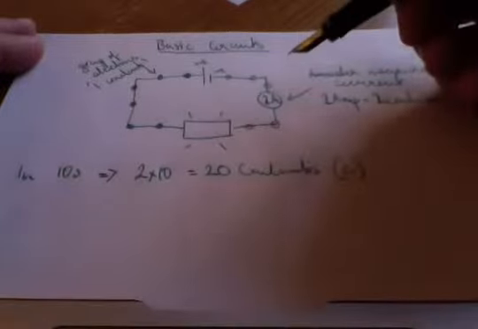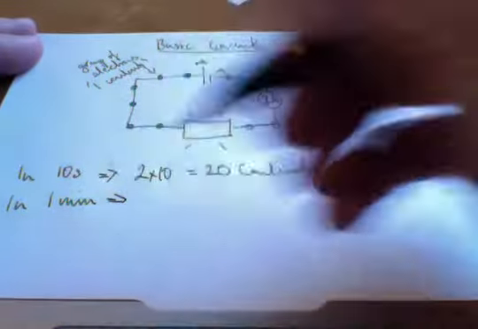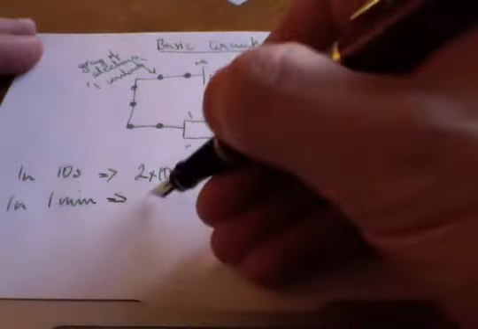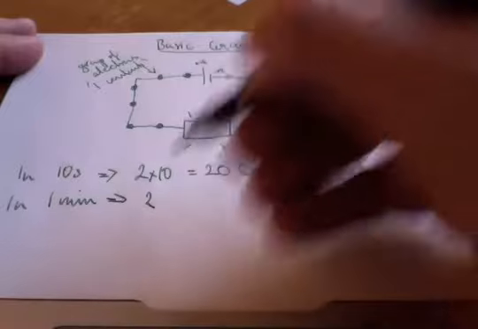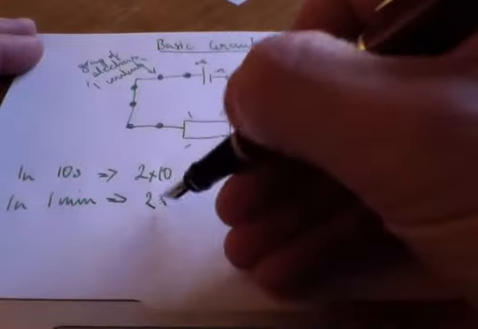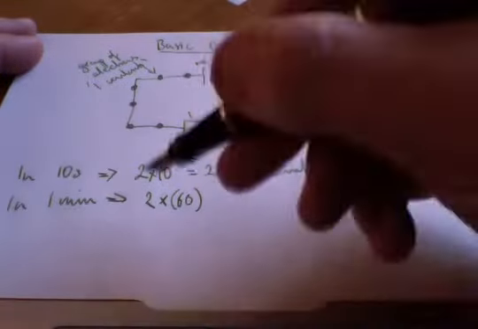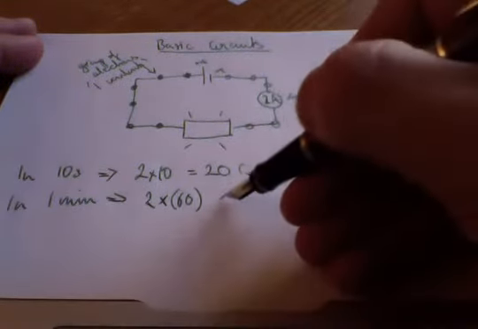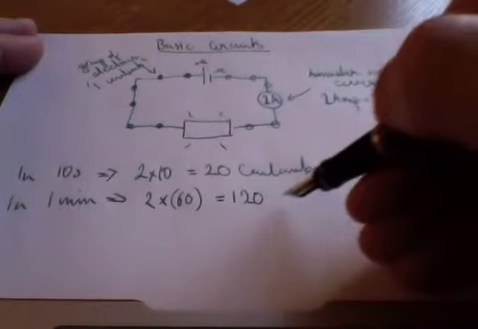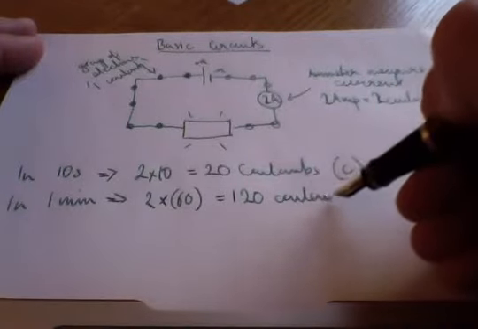Fantastic. What about in 1 minute? Now if you notice here, I've changed the units of time. So what's going to happen now? Well, it's still 2 lots coming out of the battery per second. And now how many seconds have I got? I've got 60 seconds. So be careful there when you're changing minutes into seconds. That gives me 120 coulombs.